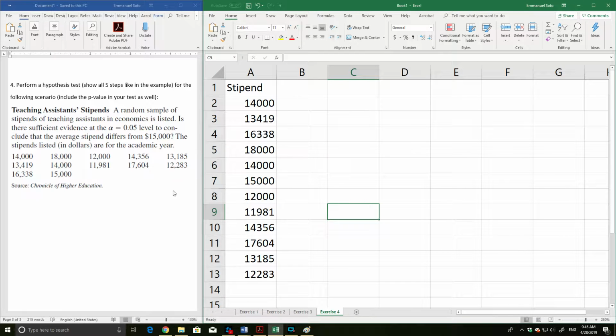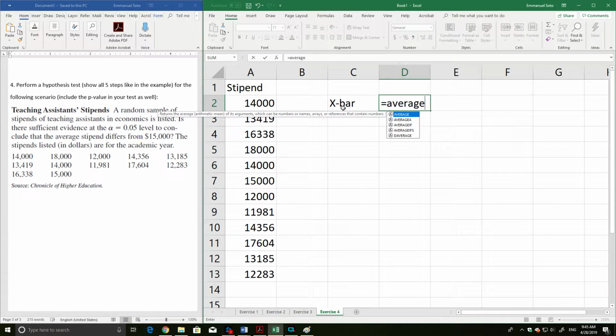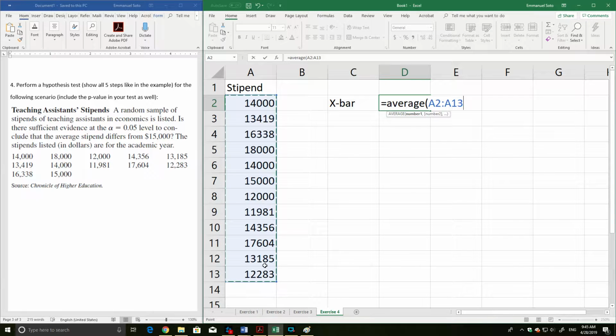What I want to do is calculate the average of these stipends and the standard deviation. So I'm going to calculate the sample mean, which we call X bar. So this is my X bar. We're going to calculate the average, so equals average, then select your numbers, close the parentheses, and enter. So that's my average stipend.